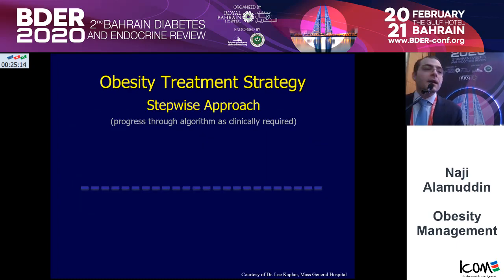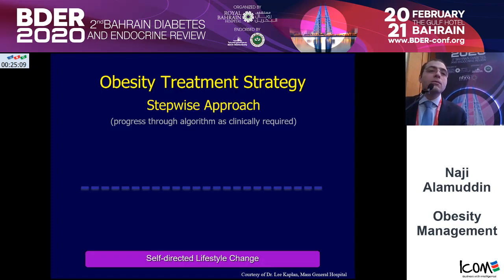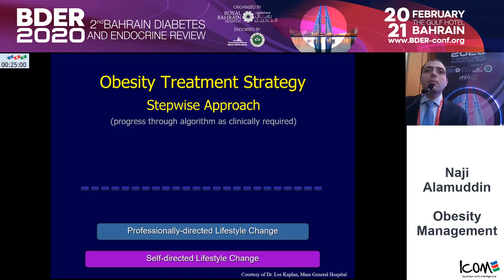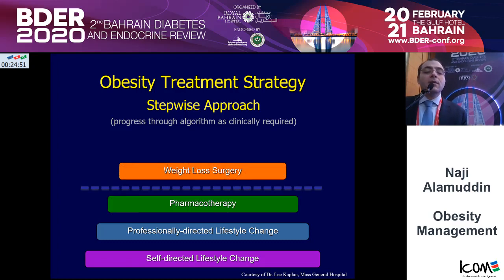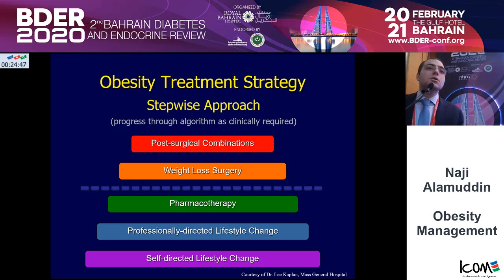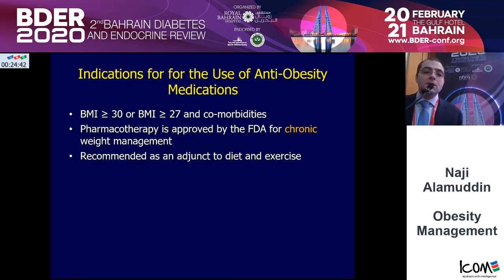So this is a slide that I got from Dr. Lee Kaplan from Harvard Medical School, and which I think beautifully illustrates the stepwise approach to obesity. Patients first try to lose weight on their own. Some are successful, some are not. That's when they seek help. They see an endocrinologist, a dietitian, primary care physician. Some work, some doesn't. That's when you should consider pharmacotherapy. After that comes weight loss surgery. And then finally, even patients who've had bariatric surgery sometimes regain the weight back. And that's when you use post-surgical combinations.